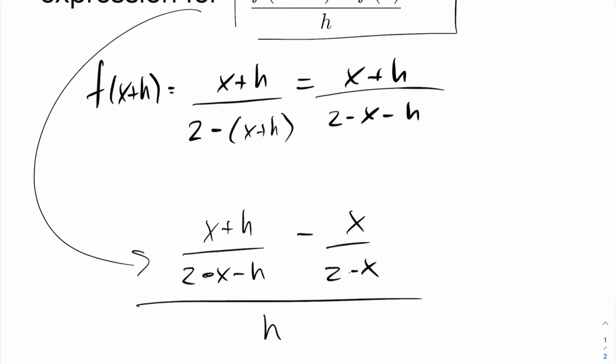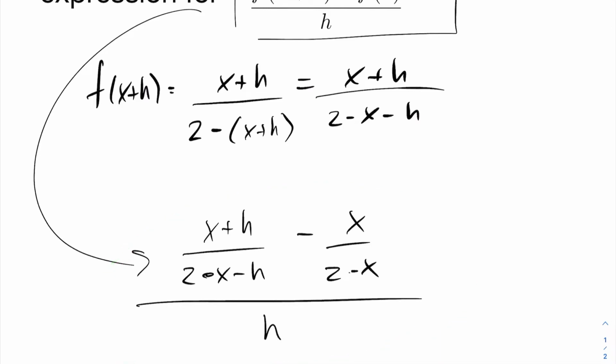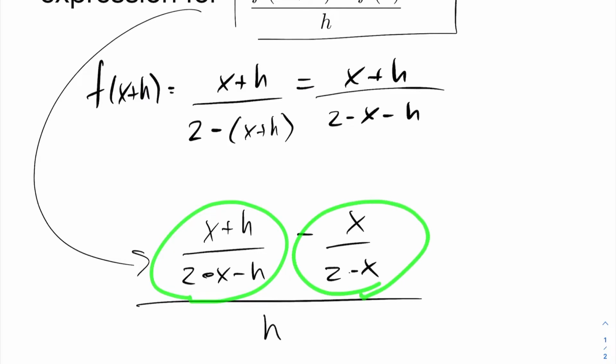Doing so, by substituting this all in, we get the following expression here. We want to be able to simplify this. So what we're going to do here is get a common denominator between these two terms. So I'm going to end up multiplying the top and bottom of this by 2 minus x and the top and bottom of this by 2 minus x minus h.